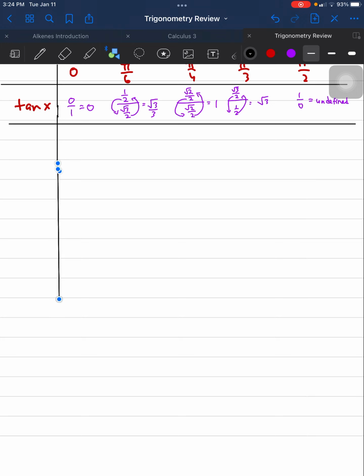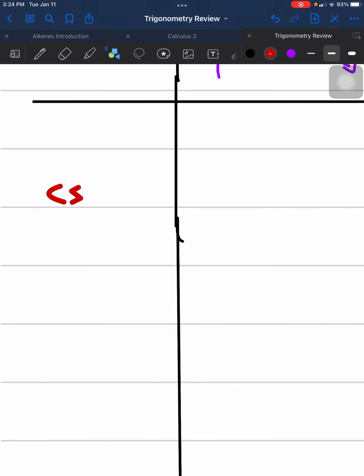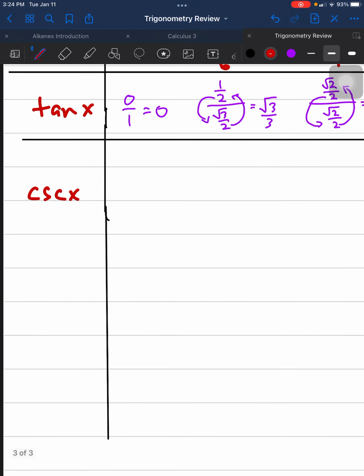Now moving on, we can go into the other functions, cosecant, secant, and cotangent. So let's start with cosecant x.